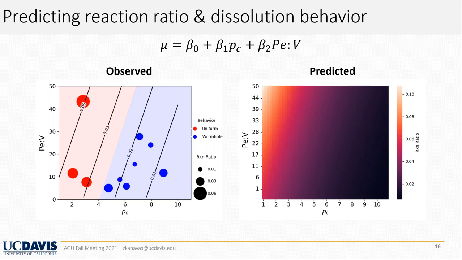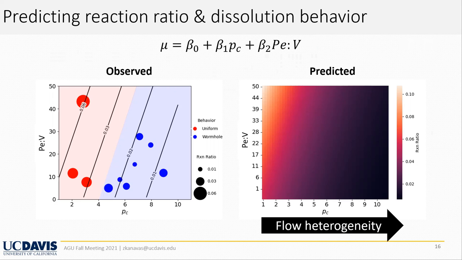On the right is the predicted reaction ratio of the solution space that our model was parametrized for. From this heat map, we see generally that as our PC increases, aka with higher flow heterogeneity, our predicted reaction ratio decreases. That same space is associated with wormhole dissolution behavior. At smaller PC, aka with lower flow heterogeneity, as the Peclet volume interaction increases, so does our predicted reaction ratio.